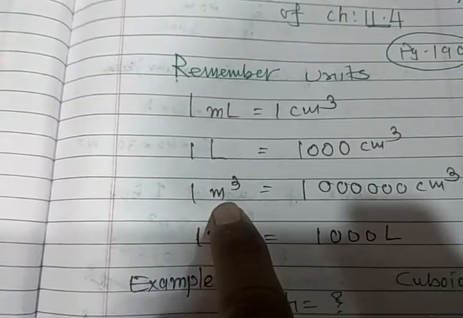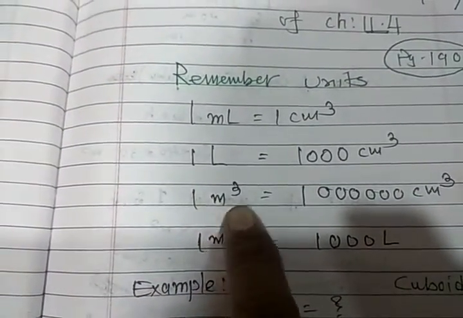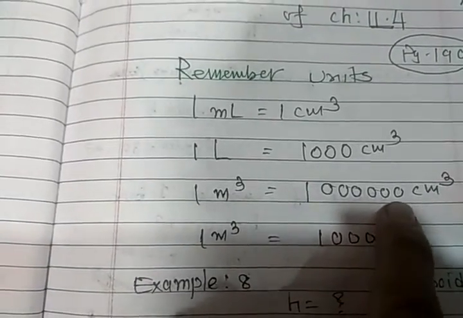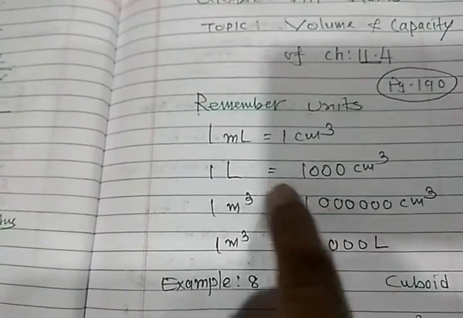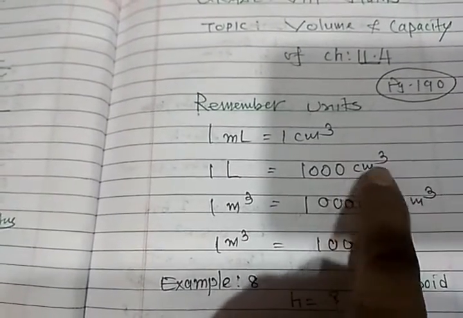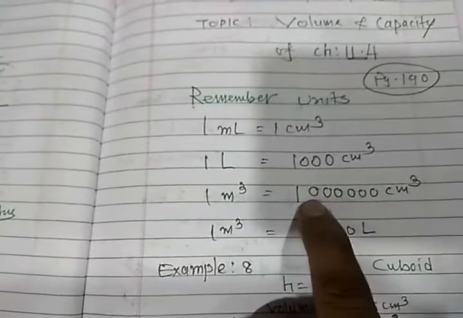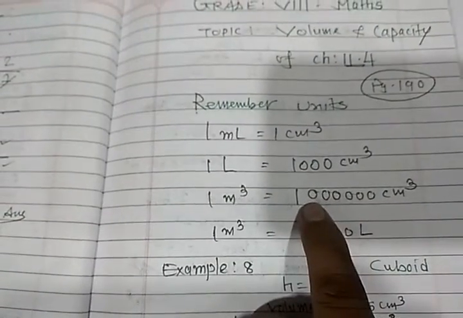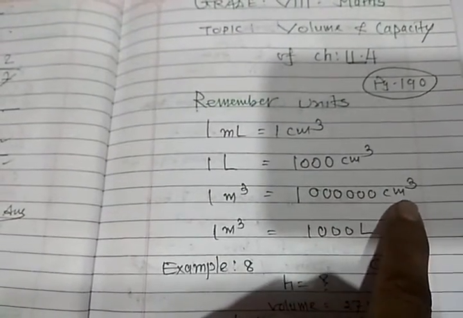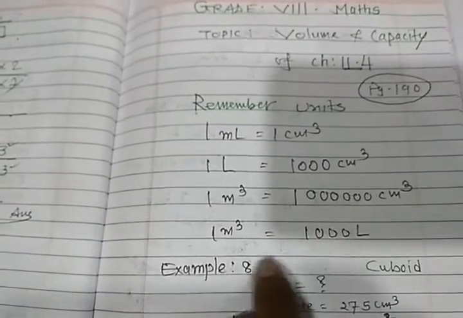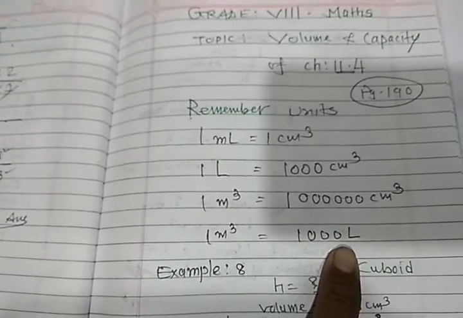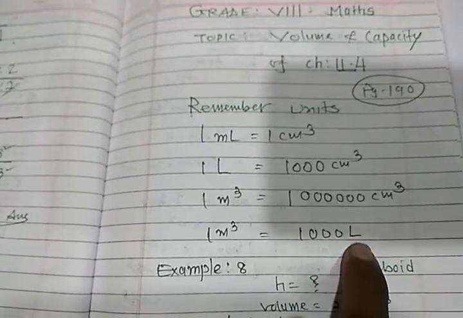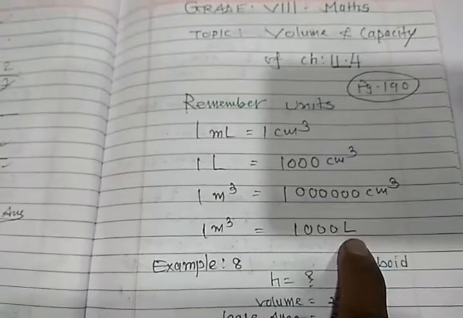So 1 meter cube is equal to how many? 1000 multiplied by 1000 centimeter cube. Right? So 1 liter is equal to 1000 centimeter cube, so 1 meter cube is equal to 1 followed by 6 zeros centimeter cube. 1 meter cube, you can also call it 1000 liter. So remember these units. Let's start.